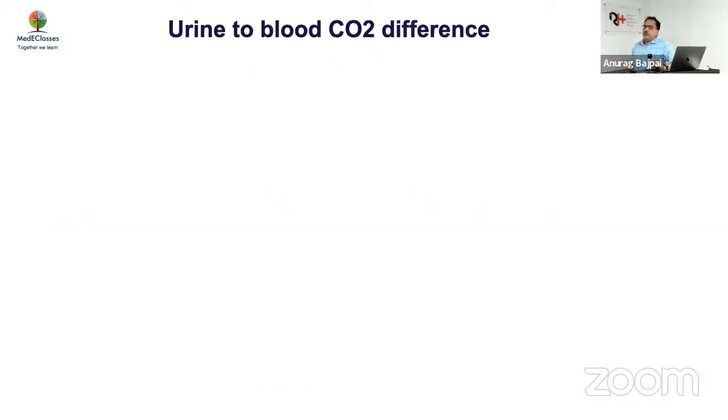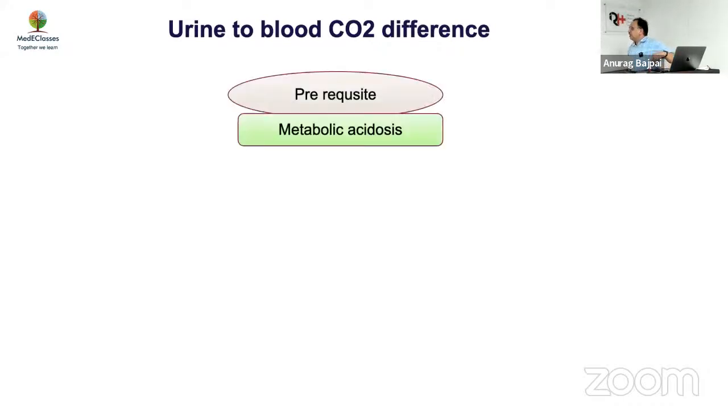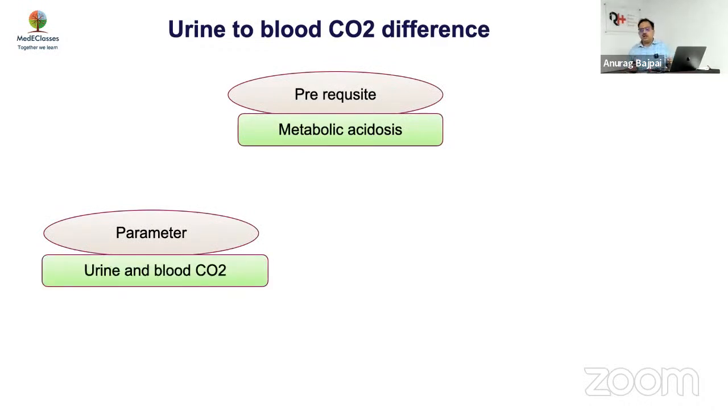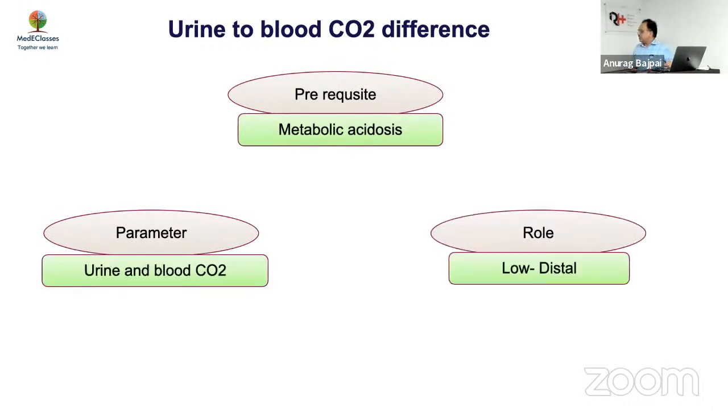Urine to blood CO2 difference provides the evidence about how much your urine is acidifying. Requisite, again, you need to be doing this in metabolic acidosis. You look at urine and blood CO2. And in that scenario, if it's low, it is distal. If it is high or normal, it is proximal. Now, how do you measure urine CO2?